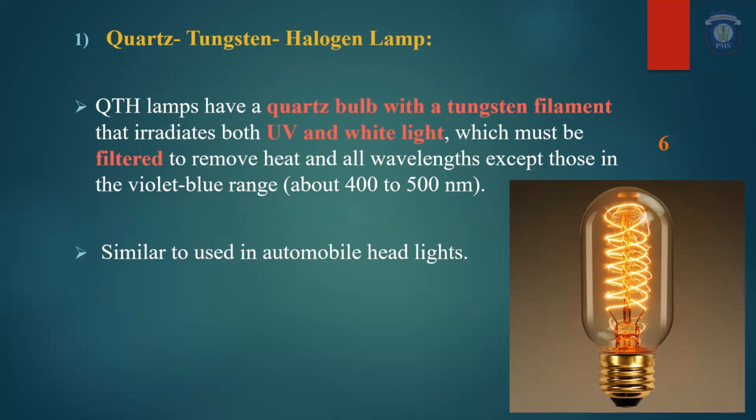Quartz tungsten halogen lamp, or commonly named as QTH lamp, from the name itself, we know the components. They have a quartz bulb with a tungsten filament that will irradiate both UV and white light, and therefore it requires a filter because we don't need white light for curing composite resin. So a filter is also present which will remove the heat and all wavelengths except those in the violet blue range, which is the wavelength we require for curing the composite resins.